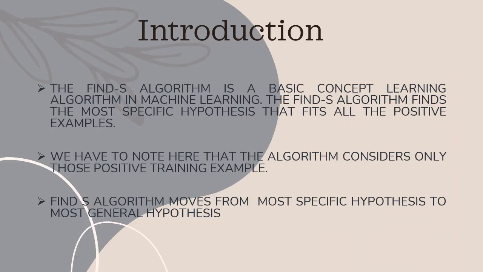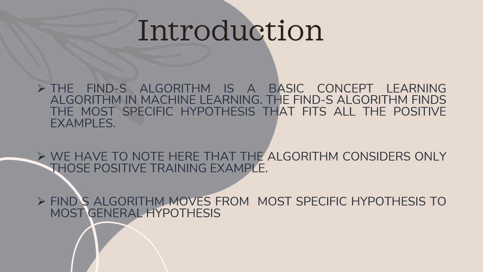Let's move to the introduction. The Find-S algorithm is a basic concept learning algorithm in machine learning. The Find-S algorithm finds the most specific hypothesis that fits all the positive examples. We have to note that here the algorithm is going to consider only those positive examples. The Find-S algorithm is going to move from the most specific hypothesis to the most general hypothesis.